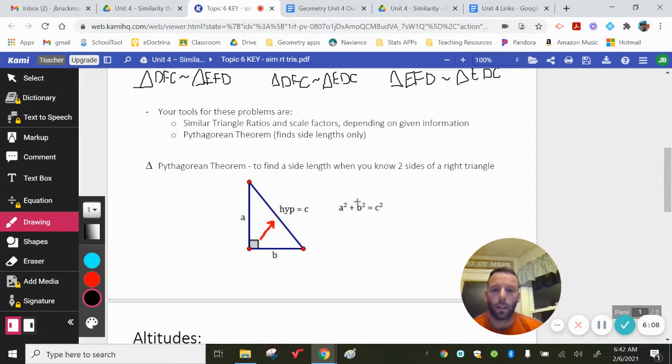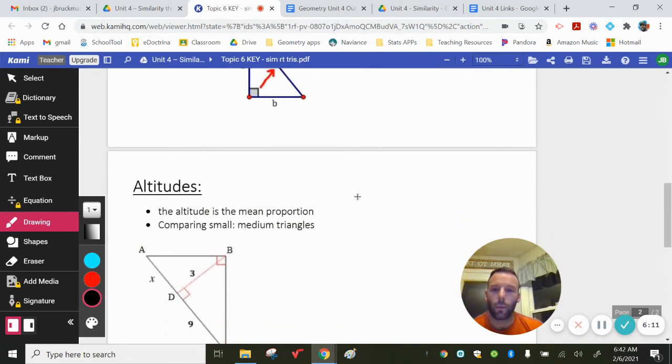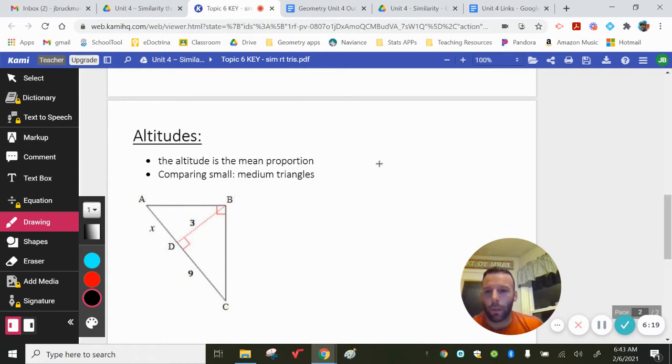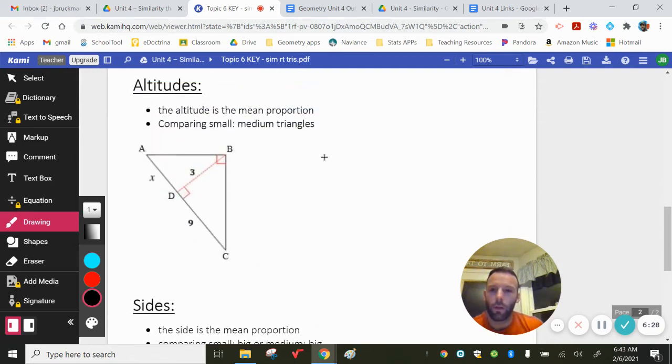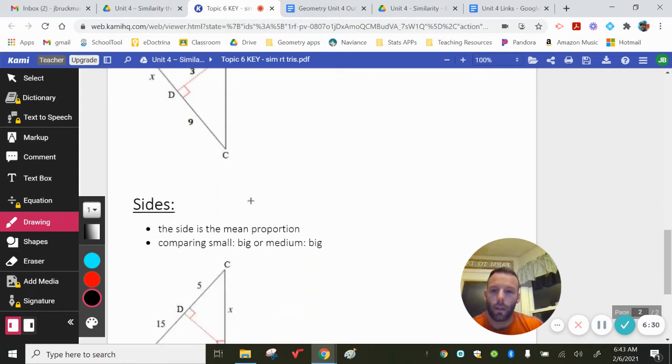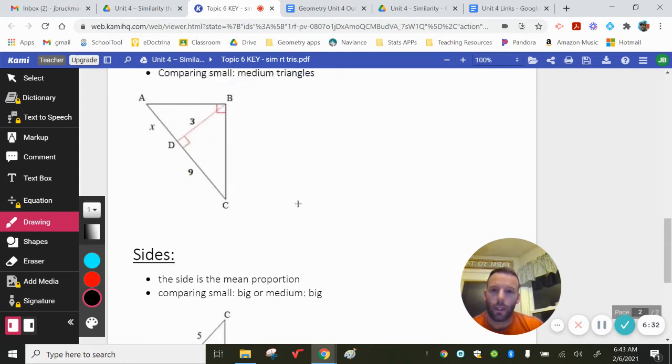So now let's take a look at a couple of these questions and see what the difference is between the two. There are 2 different kinds of examples that we'll look at, and then we'll see how we're going to set up some similar right triangles and solve for missing lengths. So in both of these questions, we're trying to find the length of X. One of them is involving the altitudes, and the other one's involving the sides. So let's take a look at this one first.